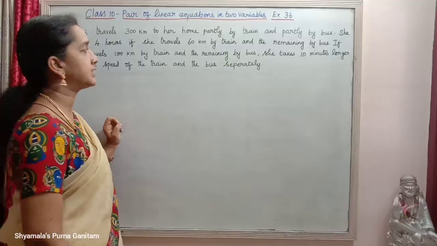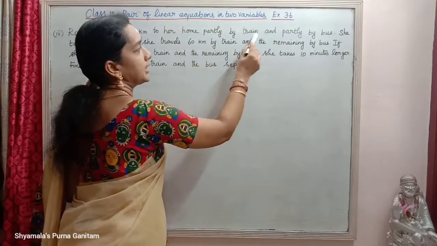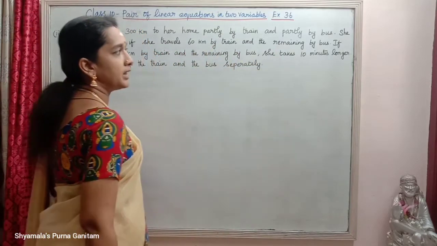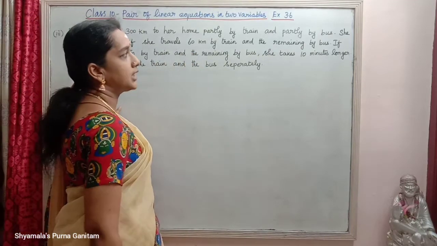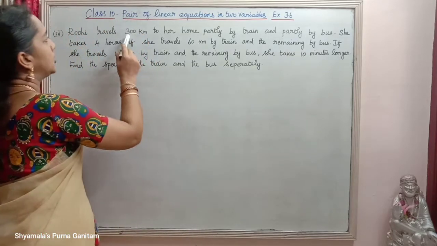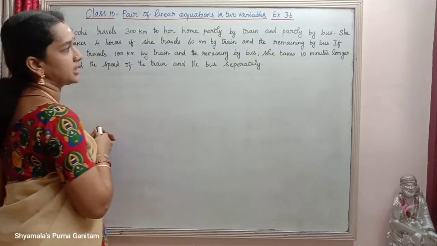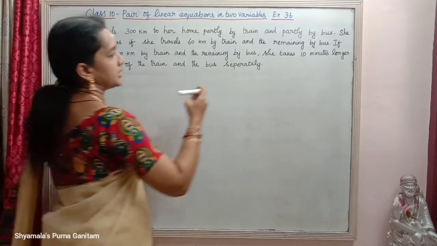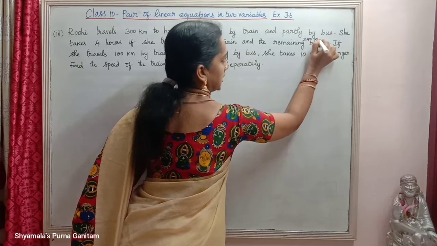Okay. In summers, Ruhi travels 300 km to her home partly by train and partly by bus. She takes 4 hours if she travels 60 km by train and the remaining by bus. So what is the total kilometer? Travelled 300 km. So 60 km by train means remaining by bus. So that remaining will be 240 km.